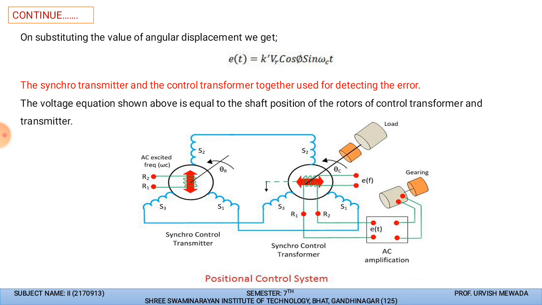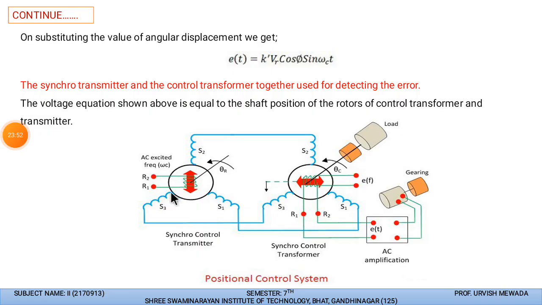So over here, the AC amplification unit is used: whatever AC supply is generated over here, the amplitude of this AC voltage can be increased with the help of the AC amplification unit. This gearing mechanism will provide the rotation, and according to the rotation, this exciter will get the input, and that will be amplified, and according to the amplified output this load will rotate. So this is how the position control system, or we can say the synchro control transmitter and receiver, works.